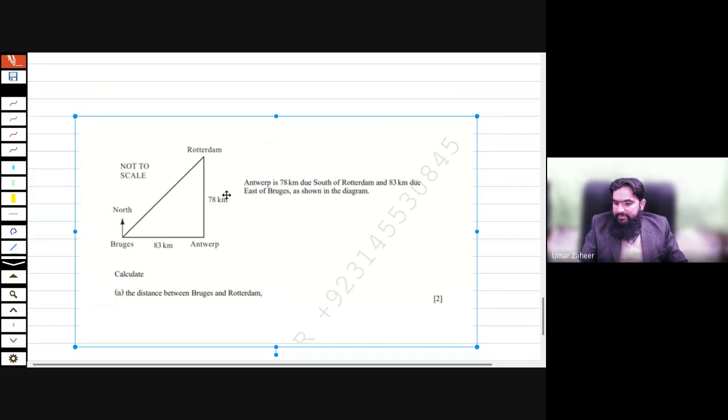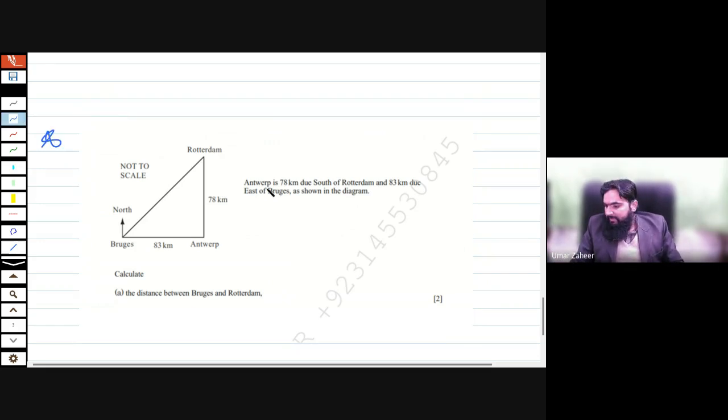Now look at here. We have a question here. It says that Antwerp is 78 kilometers due south and 83 kilometers due east from Burgess. Okay, that means it is north, east, west, south, right? It is on the south and on the east as shown in the diagram.